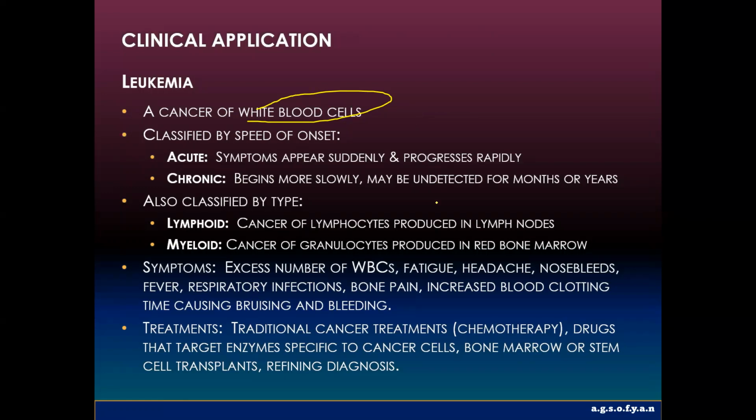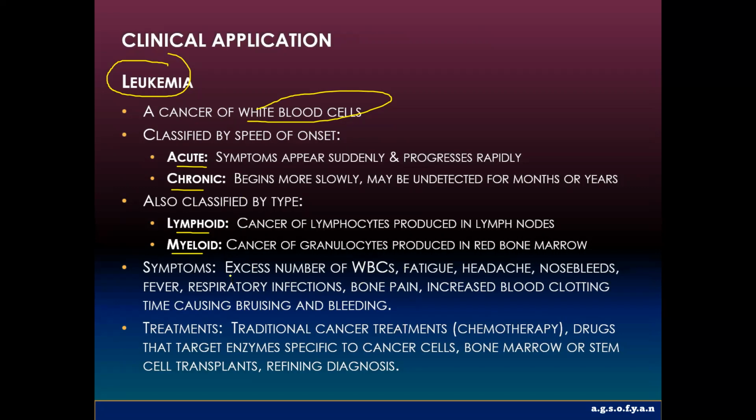Okay, so if there are too many immature leukocytes or white blood cells in our blood, it can cause a disease called leukemia. Maybe acute, maybe chronic. There are two types of leukemia: lymphoid leukemia and myeloid leukemia.